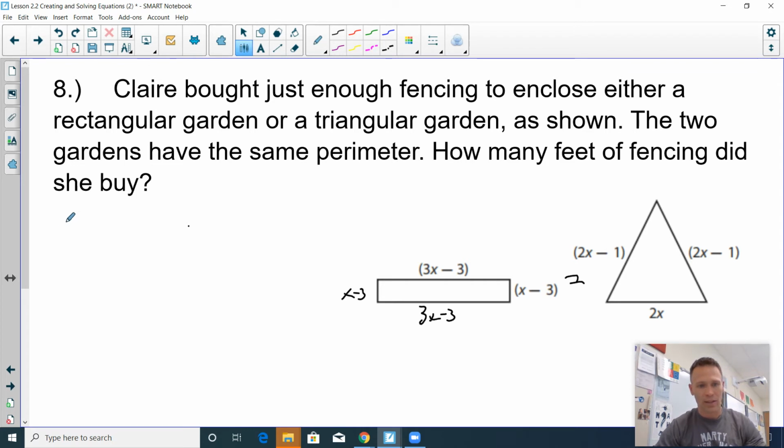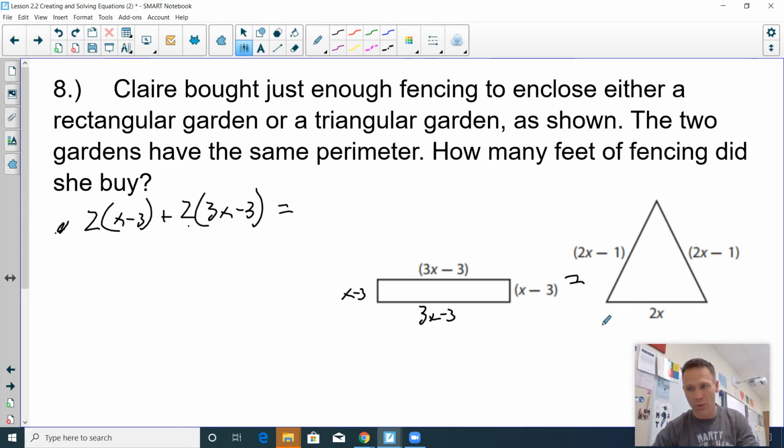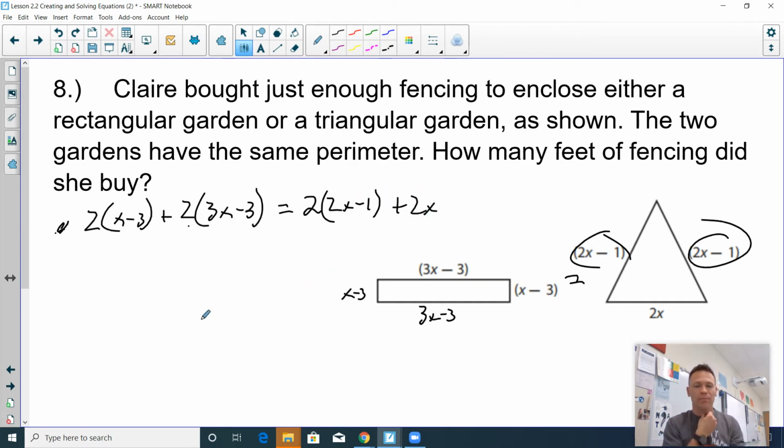So what that looks like is, and there's two of these, right? So I'll say 2, and then I'll just do the width here. So 2 times x minus 3 plus 2 times 3x minus 3, right? Now that has to be equal to all of this. What I notice is that these two things are the same. So then I'm going to say 2 and then 2x minus 1 plus 2x, okay? That's my start. So I'm going to start distributing to here, not there, and then here.